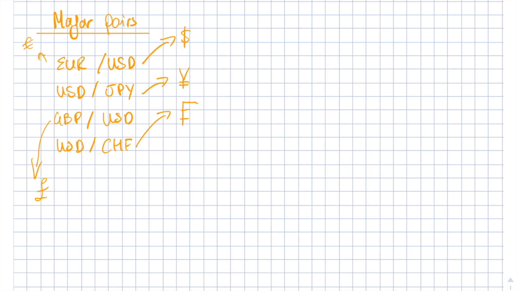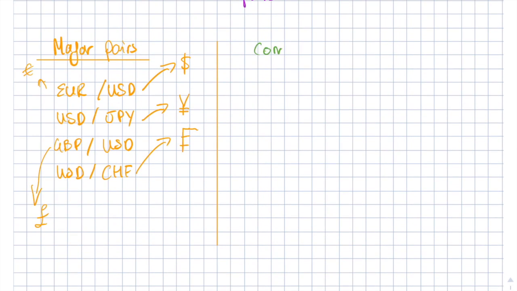And when we say these are the major pairs, what we mean is that these currency pairs are the most liquid on the Forex market. They are the most traded on the Forex market, and they are the cheapest to open and close positions. So these are ideal for traders who want to conduct trades every day. Very ideal. Now let's move on to commodity currency pairs.